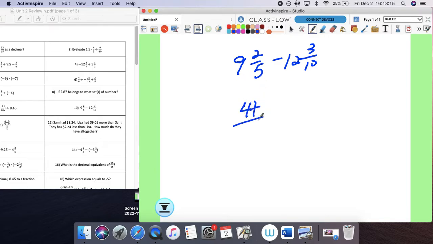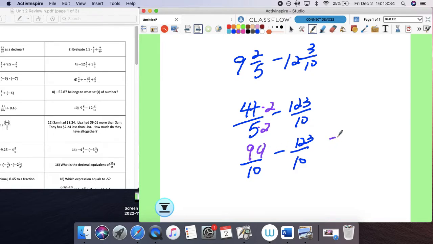9 2/5, 47 over 5, minus 12 3/10, right? Change it to an improper fraction. The least common denominator is 10. So I just have to work on this fraction right here. Let me change colors. Times 2. So top times 2 is 94. Now I can subtract. It's going to be a negative answer, right? Because this changes to 94 over 10 plus negative 123 over 10. So the negative has the bigger absolute value, so that tells me the answer is negative.